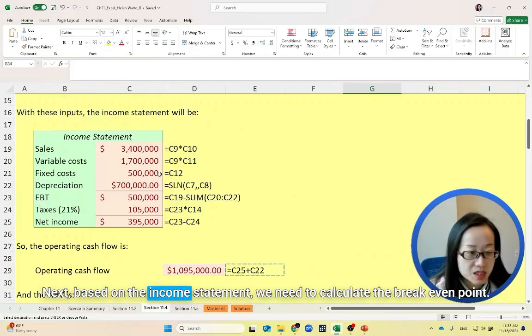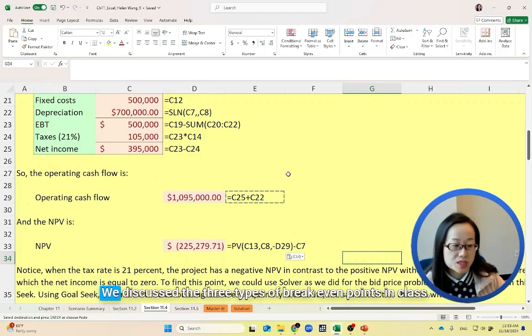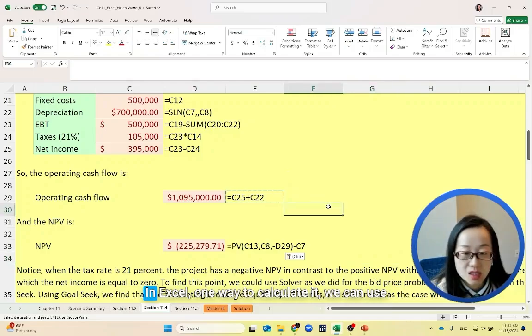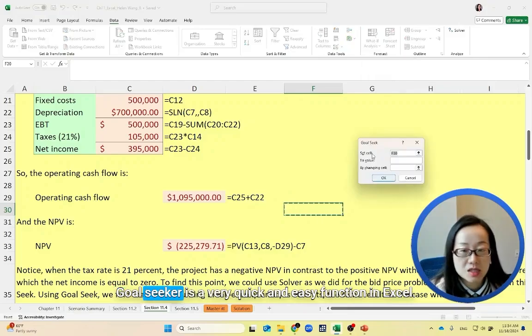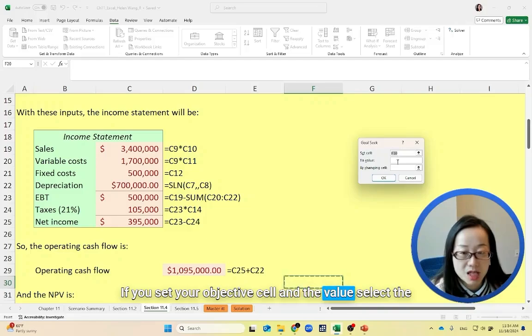Next, based on the income statement, we need to calculate the break-even point. We discussed the 3 types of break-even points in class. In Excel, one way to calculate it, we can use data what-if analysis. There is a goal seeker. Goal seeker is a very quick and easy function in Excel. If you set your objective cell and the value, select the changing cells, it will reflect the results immediately.